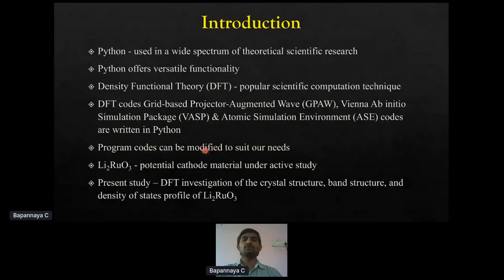Here we have chosen the material Li2RuO3 because it was identified as a potential cathode material which promises high capacity, of course charge storage capacity, and it is under very active study. Here we are going to present a DFT investigation of the crystal structure, the band structure, and the density of states profiles of Li2RuO3.